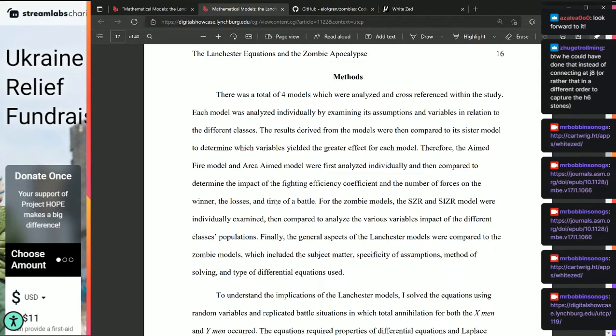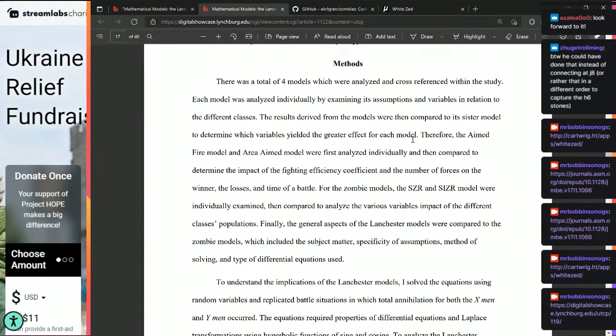There was a total of four models which were analyzed and cross referenced within this study. Each model was analyzed individually by examining its assumptions and variables in relation to the differential classes. The results derived from the models were then compared to its sister model to determine which variables yielded the greater effect for each model. Therefore, the aimed fire model and the area aimed model were first analyzed individually and then compared to determine the impact of the fighting efficiency coefficient and the number of forces, or the winner, the losers, and the time of the battle.